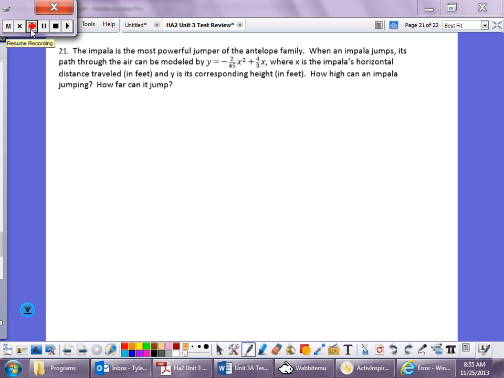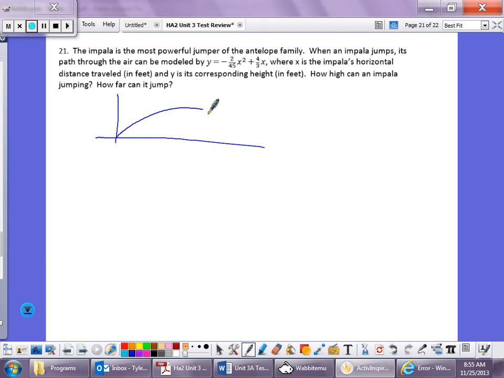For 21, it's talking about an impala, and it gives you an equation, and it asks you to find how high it can jump and how far it can jump. So first off, we can see that this is a quadratic equation, right? The negative out front tells us that it opens down. So you know that this impala's flight is going to look something like this.